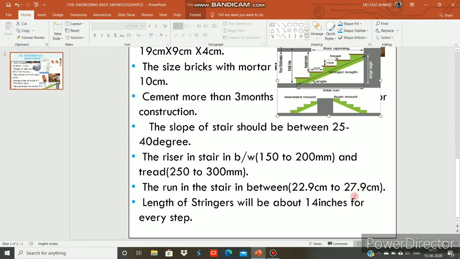And our next point is: the length of a stringer will be about 14 inches for each step. For each step, this is your total stringer length. For each step, from this to this, the length of the stair should be about 14 inches.